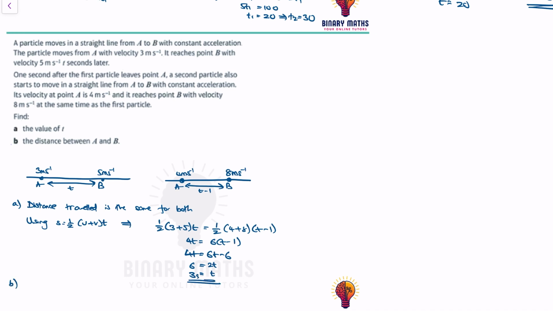Part B, the distance between A and B. You can use either part, so either 4t or 6t minus 6. Distance between A and B is equal to 4t, which is 4 times 3, which is equal to 12 meters, which must be the same thing as 6t minus 6. Let's just check. 6 times 3 take away 6 is still 12 meters, so it does work. Okay, just checking that it does.